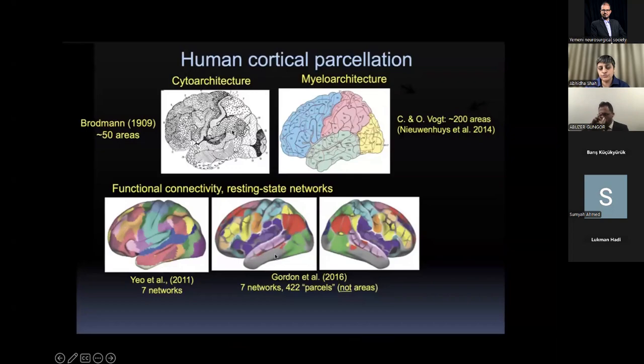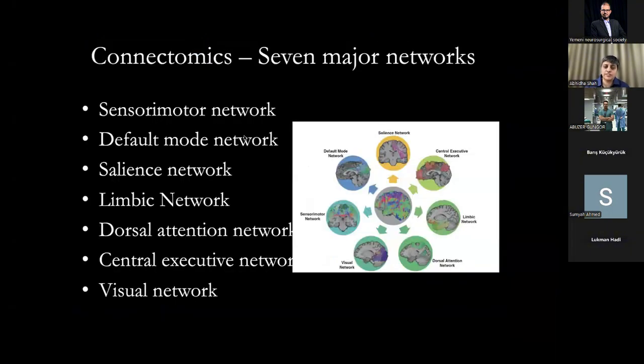Earlier, we used to view these areas only as Brodmann's areas. We had 50 areas which were eloquent. Then we started looking at the myeloarchitecture. And now we are looking at functional connectivity and resting state networks. Basically, what this means is that we are looking at the areas which fire when a particular function is being performed. So both the cortical and the subcortical areas work together when you have to perform a function. And based on this, 7 major networks have been identified.